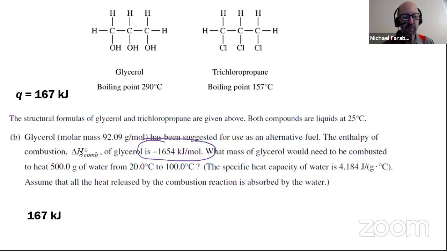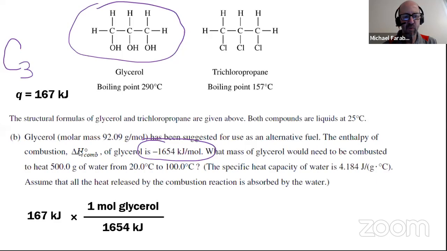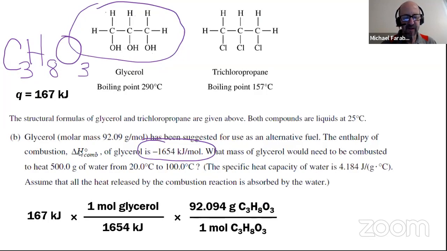So for every 1 mole of glycerol, 1,654 kilojoules of heat is generated. Let's put kilojoules on the bottom and moles on top. This is our chemical formula of glycerol. So we have C3, and then 1, 2, 3, 4, 5, 6, 7, 8 hydrogens, and we have 3 oxygens. So go ahead and do that molar mass calculation. And now we're going to cancel off the units of kilojoules and moles, and we should get our answer.